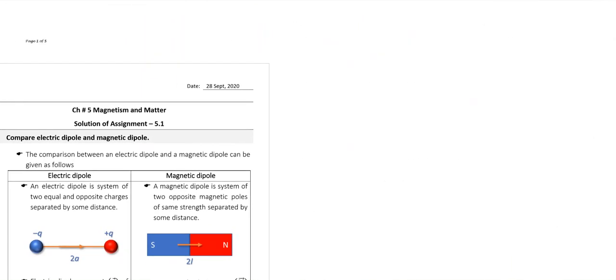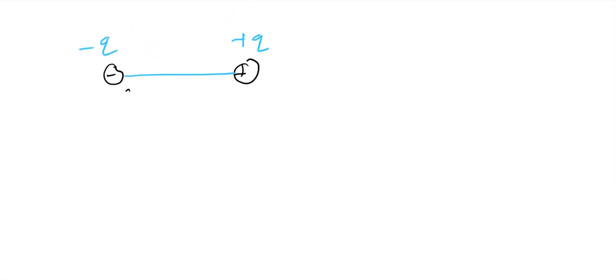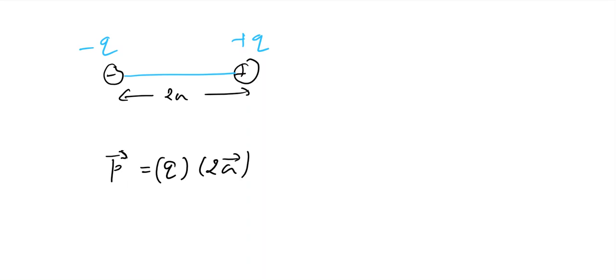We know that in case of electric dipole, we have negative charge on one side and positive charge on the other side. And we say that if minus q and plus q are separated by say distance 2a, then there is a quantity defined called dipole moment, and dipole moment is nothing but product of charge and separation of the two. And what is this vector part? Vector is property of dipole moment, and direction of dipole moment is from negative charge to positive charge.